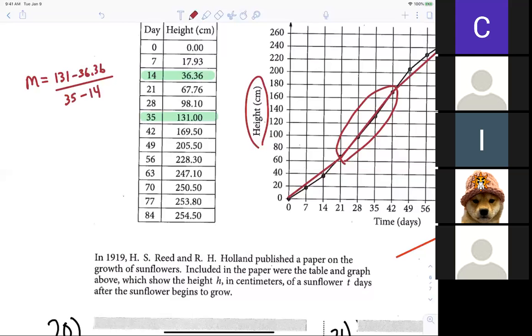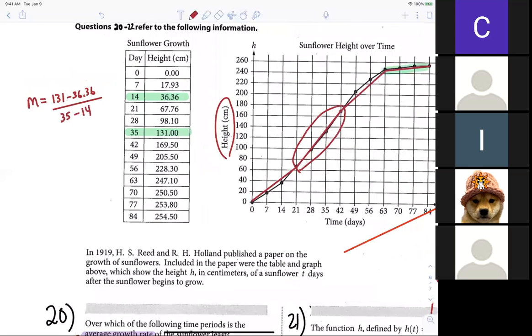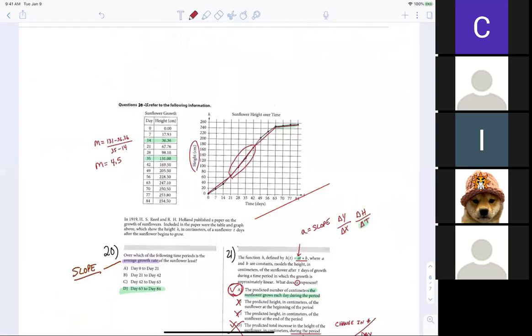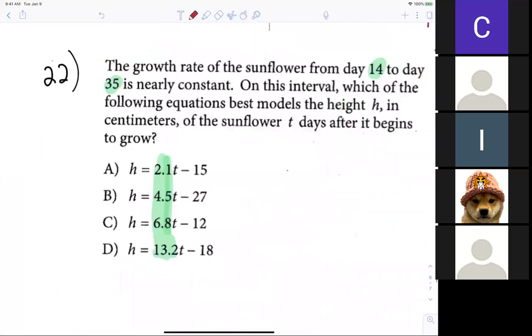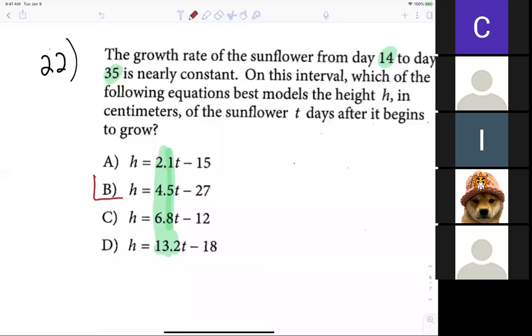Now I need some help with that. Somebody tell me what the slope is or what you guys got. I got 4.5. Anybody else get 4.5? That's what I got too. All right. So now I'm looking back. The only one that has a slope of what? 4.5. There we have it. It's B.